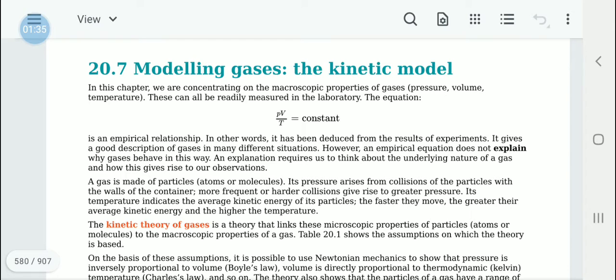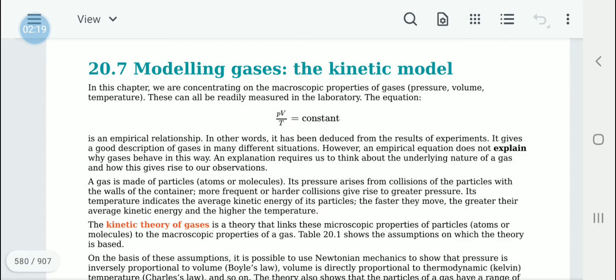We know that a gas is made up of particles just like anything else, atoms and molecules, and the pressure rises as a result of the collisions of these particles with the walls of the container. If the collisions are more frequent or faster or harder, that would result in a greater pressure. Then the temperature gives us an idea about the average kinetic energy of the particles. The faster they move, the greater is the average kinetic energy. As a result, higher is the temperature, right? So that is a combination that we have already learned.